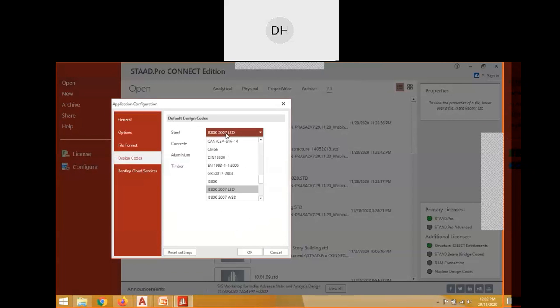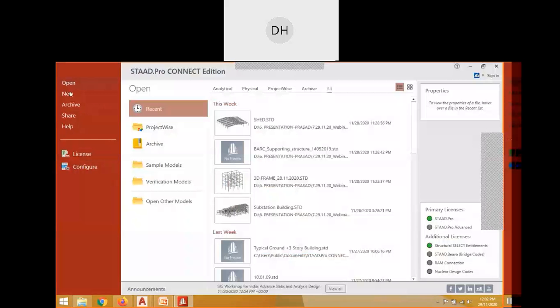Other codes are also available. You can see here there are different codes available. Even IS 800:2007 working stress design is available. So for steel you have two options as far as the IS code is concerned: either working stress design (WSD) or limit state design (LSD). For concrete, some codes are there: IS 456, and the ACI code is also built in. American standards are there, Canadian standards are there, Chinese codes are there, Mexican is there. Everything you can get from this. But you need to configure this code before starting your actual model. So this is important.